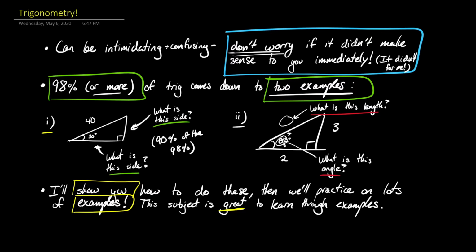This is going to be useful in physics for an example question of someone walking to the right 2 meters and then forwards, or up, 3 meters. What angle are they at relative to going to the right? That's a question that we'll use trig to answer.